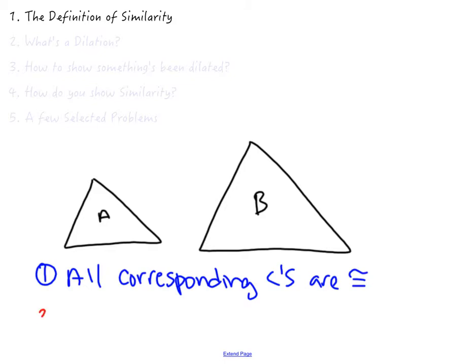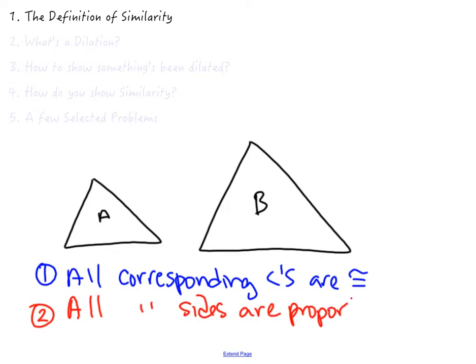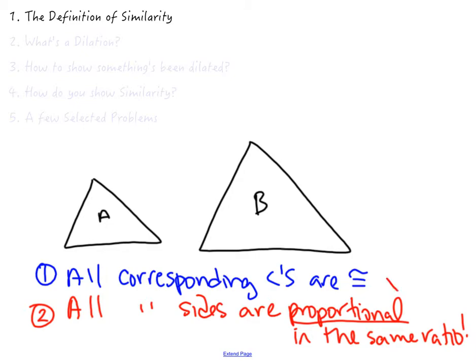The second rule is, and this is the one that's probably the hardest one to actually check, that all corresponding sides are proportional. Now don't let the word proportional freak you out. There's lots of different ways to say that. We can say that the sides are in the same ratio, or we can say they're separated by the same K factor. They all mean basically the same thing.